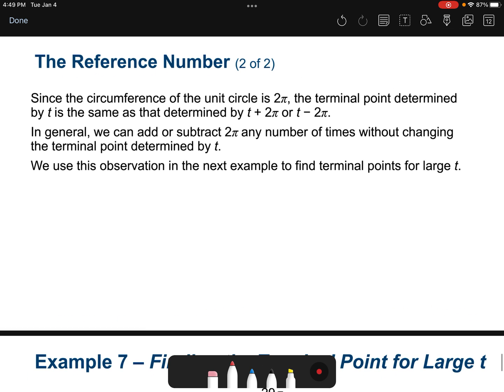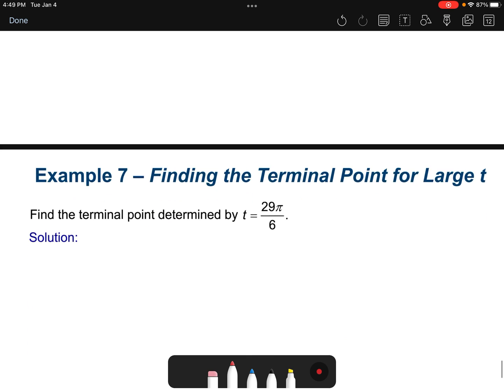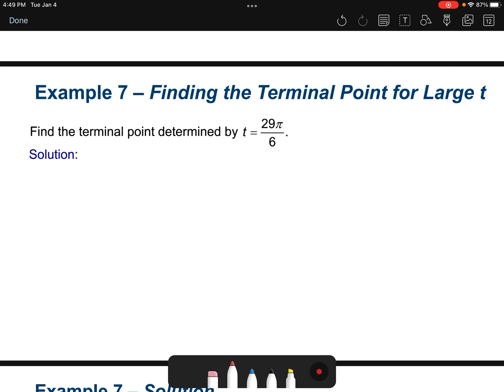Okay. So now, since the circumference of the unit circle is 2 pi, the terminal point determined by t is the same as that determined by t plus 2 pi or t minus 2 pi. So we can generally add or subtract 2 pi as many times as we want without changing the terminal point determined by t. Because of this, we can look at large values, like this one. Find the terminal point determined by t equal 29 pi over 6.